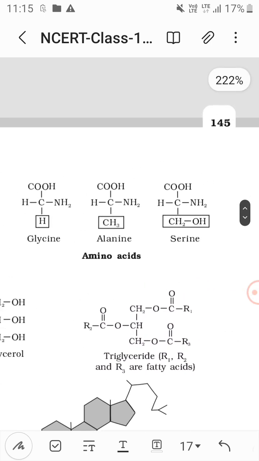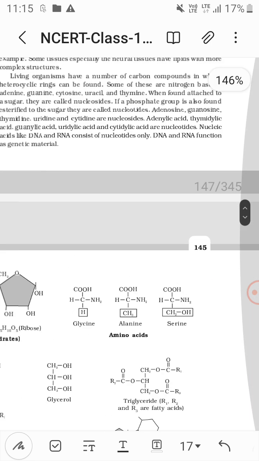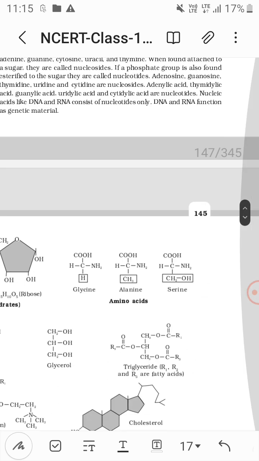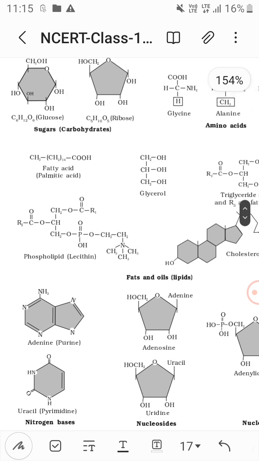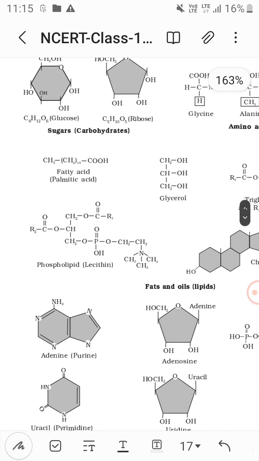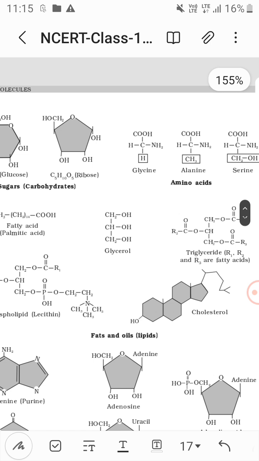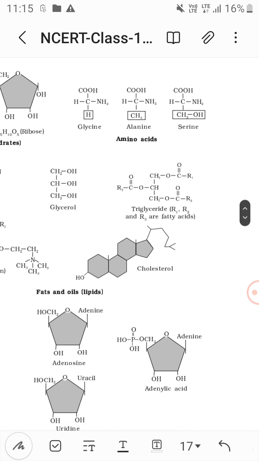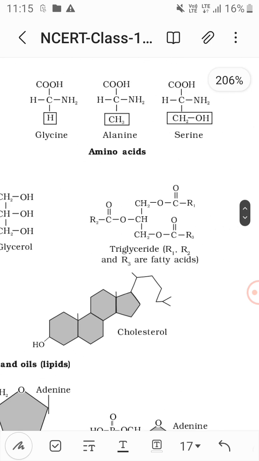And then amino acids: glycine when hydrogen is present, alanine when CH3, serine when hydroxymethyl, CH2OH, is present. So these are amino acids, 20 amino acids. Then fatty acids are a type of lipid. Fatty acid, palmitic acid, COOH, CH2 14 and CH3. Now glycerol, a kind of alcohol, trihydroxypropane, CH2OH, CHOH, CH2OH. So triglyceride is 3 fatty acids joined to glycerol.